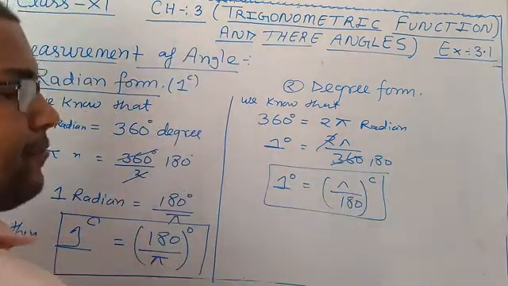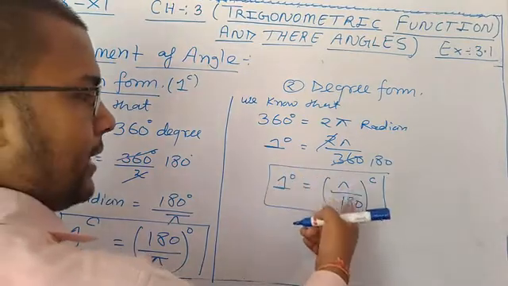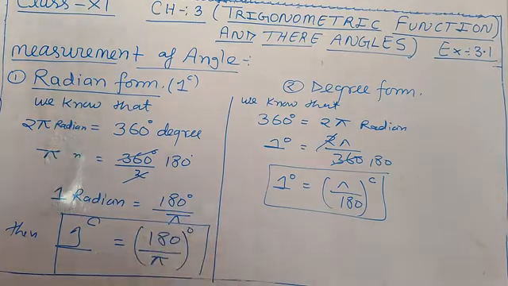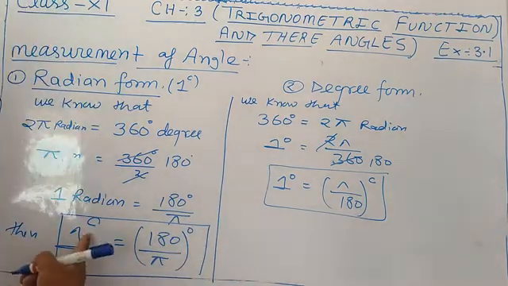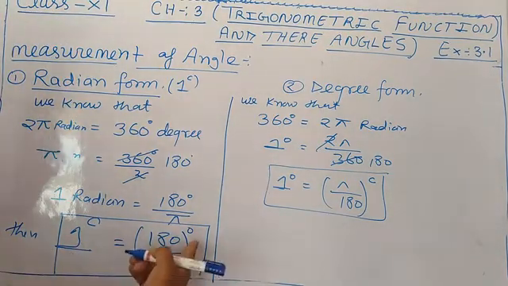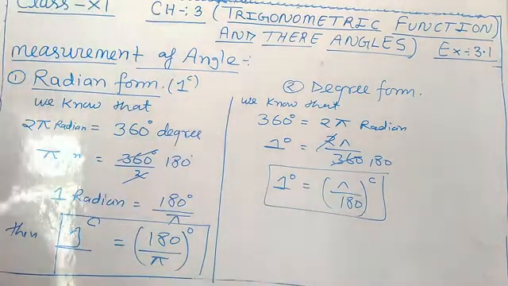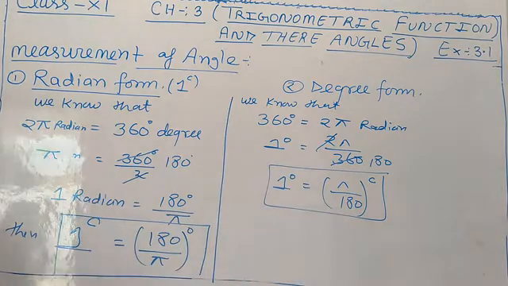Convert the degree in form of radian. So 1 degree is equal to pi upon 180 radian. This is a very important combination. 1 radian is equal to 180 upon pi degree and 1 degree is equal to pi upon 180 radian. Write down, student.